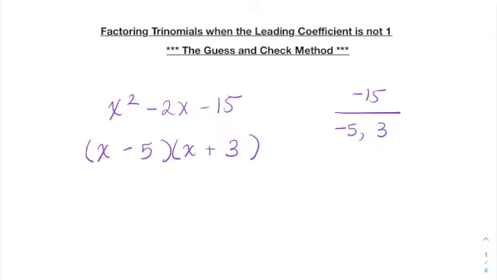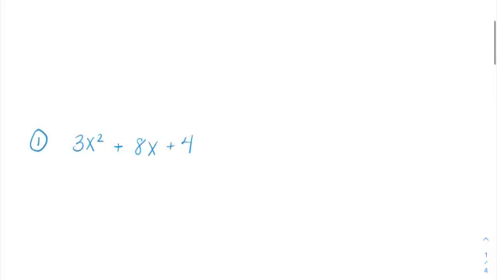If I were to FOIL this back out again, I would get x squared plus 3x minus 5x minus 15. And then you would combine those two like terms in the middle, and you would have your negative 2x. The problem is that this method doesn't work when the leading coefficient is not 1, because you can't just write x and x anymore. Because when we FOIL, we need this to be 3x squared, and that's not going to be 3x squared.